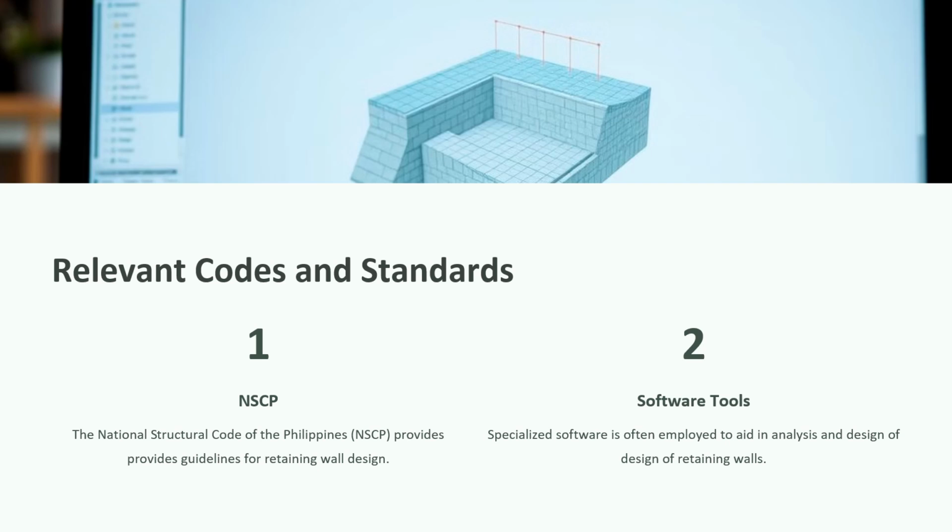Additionally, modern tools and software have made analysis and design much more efficient. While general-purpose software like StatPro and ETABS are widely used for structural analysis, specialized programs such as ASDIP and Geo5 are tailored explicitly for retaining wall design and geotechnical applications. These tools are among the options available at the time of this recording.